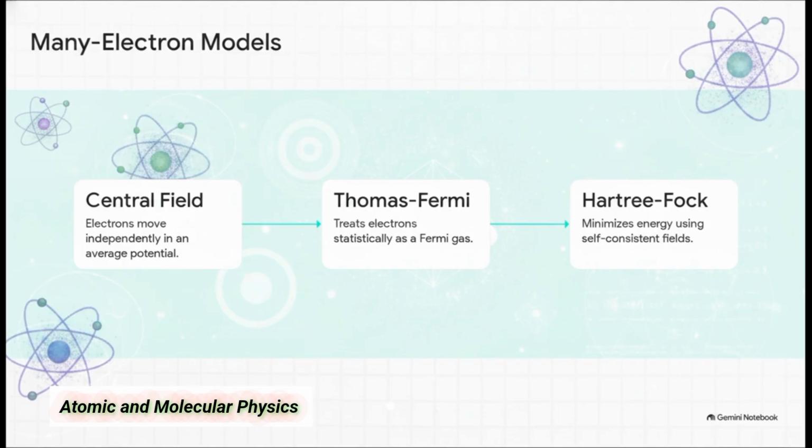First up is the central field approximation, which essentially just averages out the repulsion. Then there's the Thomas-Fermi model. This one is a bit of a head trip because it treats the electrons purely statistically. It's almost like looking at a massive crowd of people confined in a room, rather than tracking individual people. But for true, hard precision, we use the Hartree-Fock method. This relies on a Slater determinant to respect that tricky Pauli principle, and then iteratively crunches the math until the predicted electrical fields are completely, perfectly self-consistent.